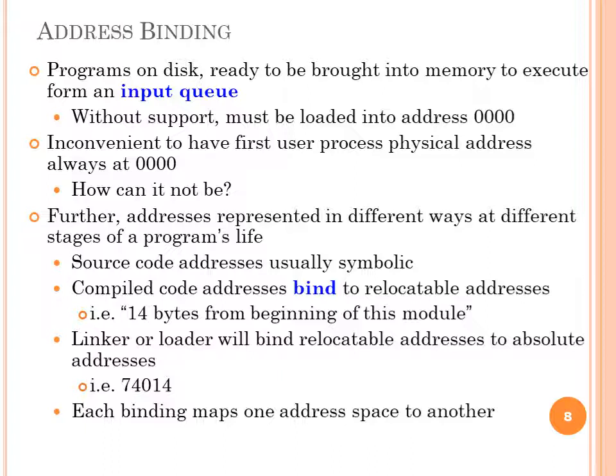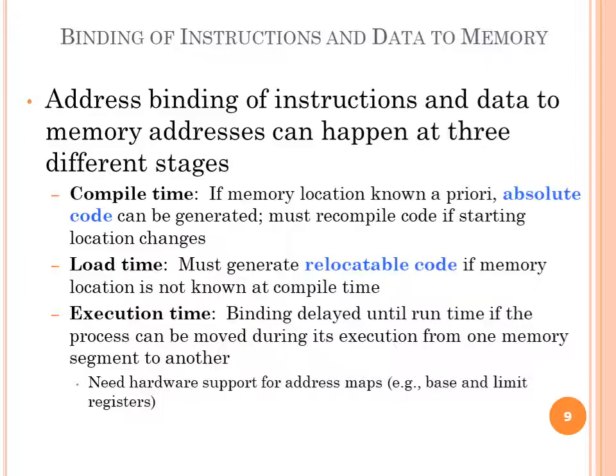Addresses may be represented in different ways. Addresses in the source program are symbolic. A compiler will typically bind these symbolic addresses to relocatable addresses. The linkage editor or loader will in turn bind the relocatable addresses to absolute addresses. Each binding is a mapping from one address space to another.